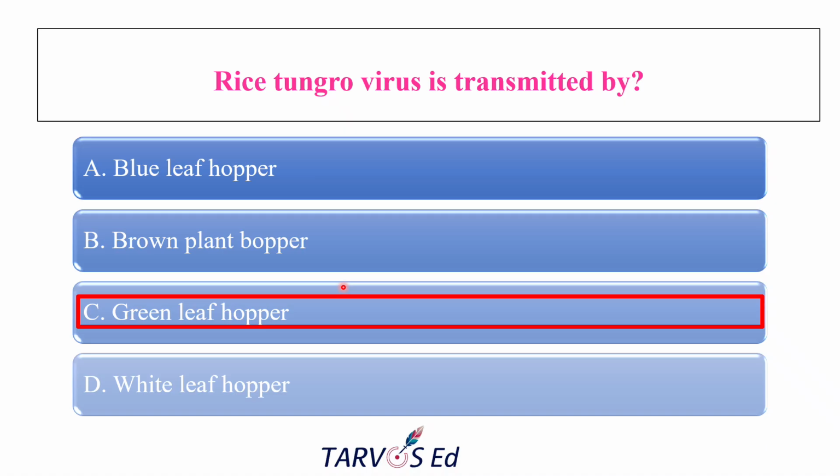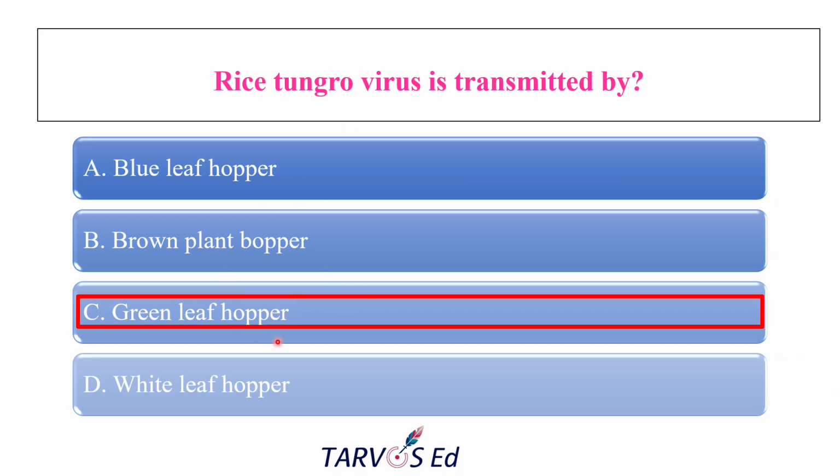So while it is feeding on the rice for 30 minutes, parallelly it will transmit also. So that's why it is a semi-persistent transmission, as we usually call it. This is the most efficient and common vector in India. Okay, and this GLH causes stunted growth and yellow discoloration and all. Okay, so this is a major disease in Southeast Asia.